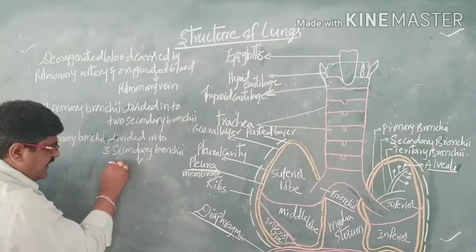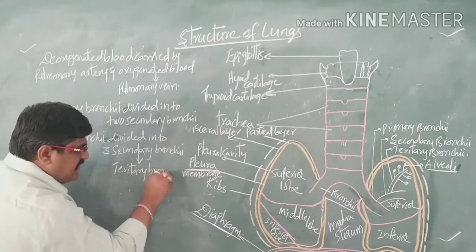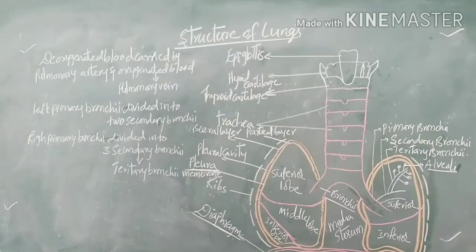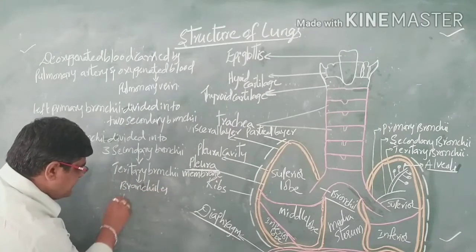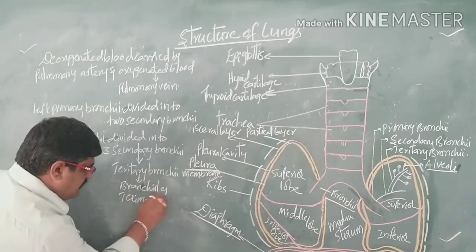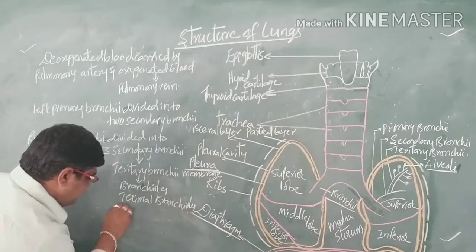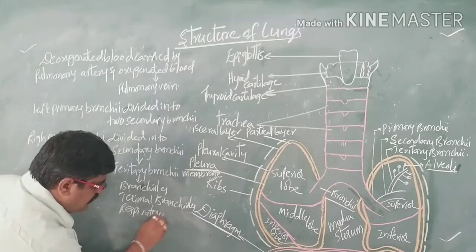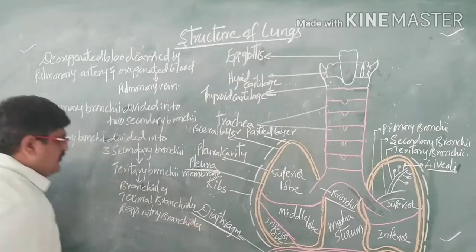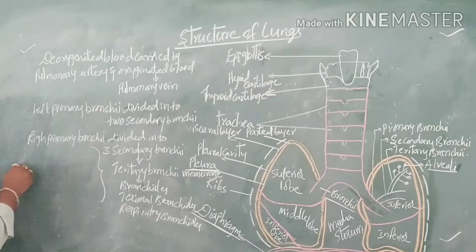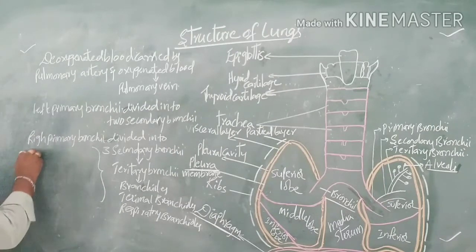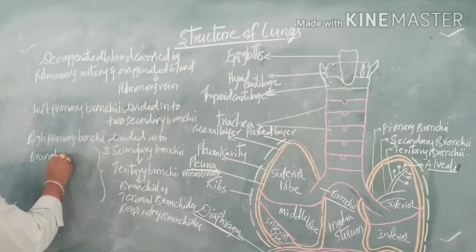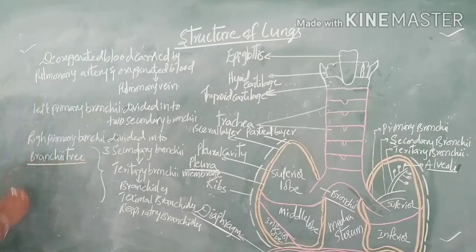The secondary bronchi are divided into tertiary bronchi. Again, the tertiary bronchi are divided into bronchioles: terminal bronchioles and respiratory bronchioles. This is called a bronchial tree. Tree means it is divided into branches.